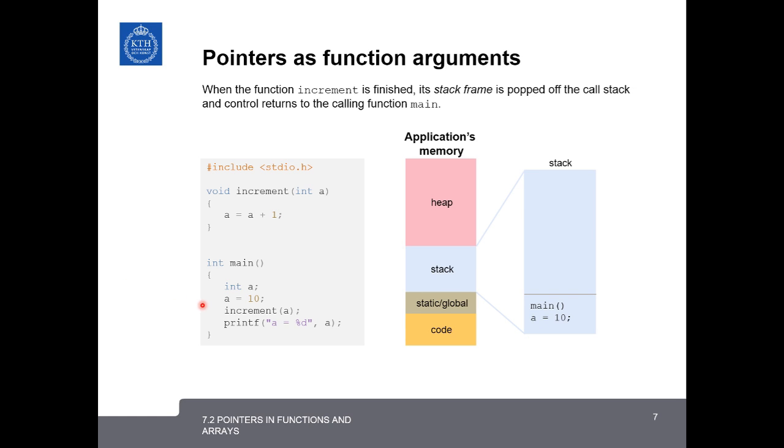So now we move to the next line of the code, where we have a printf for the variable a. It creates a printf stack frame added to the call stack, but it's been given a copy of a equals 10, not a equals 11, and this is why we have the unexpected behavior.